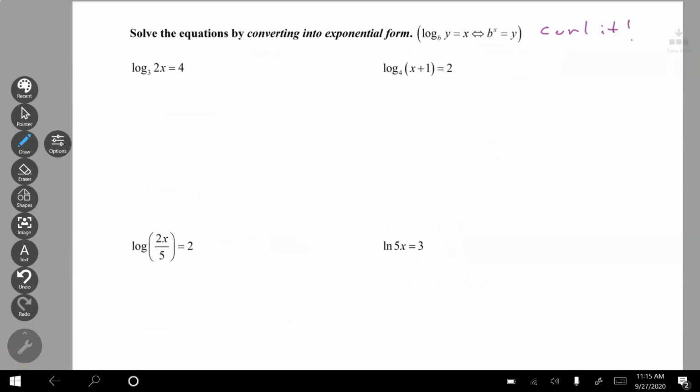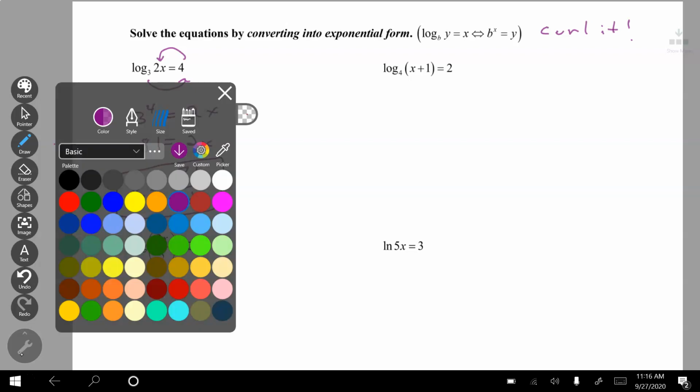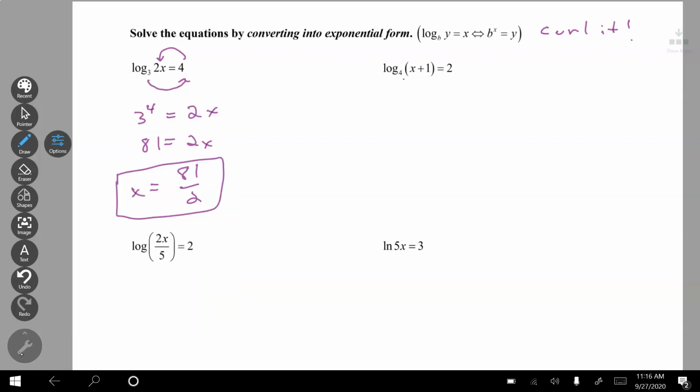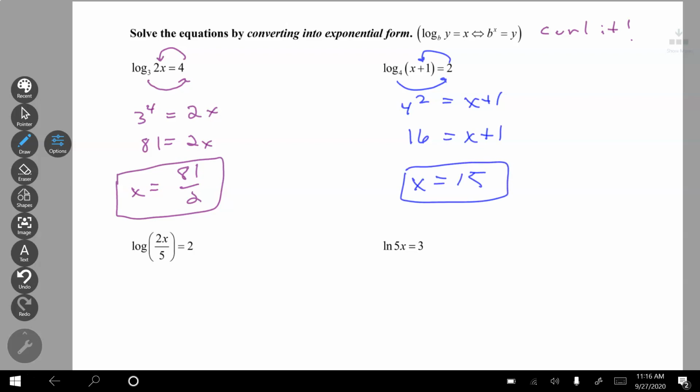So many times when I solve equations that have logarithms, I convert it to exponentials by doing the curl method. I start at the base, I curl it over, so that gives me 3 to the 4th equals, and I bring it back the other way, and the logarithm is gone, it's just 2x. 81 equals 2x, x equals 81 over 2 is my solution. I'm going to curl this, which is 4 squared, curl it back, equals x plus 1, 16 equals x plus 1, x equals 15. That is my solution.